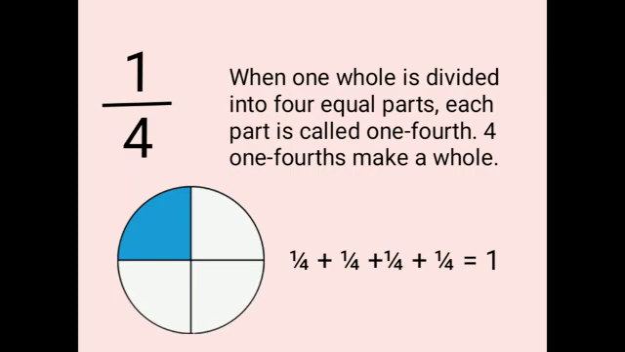Next is 1 by 4 or 1/4. When one whole is divided into 4 equal parts, each part is called 1/4. 4 quarters make a whole. The circle is divided into 4 equal parts. Each part is 1 by 4. So 1 by 4, 1 by 4, 1 by 4, 1 by 4. 4 of 1 by 4 make one whole.